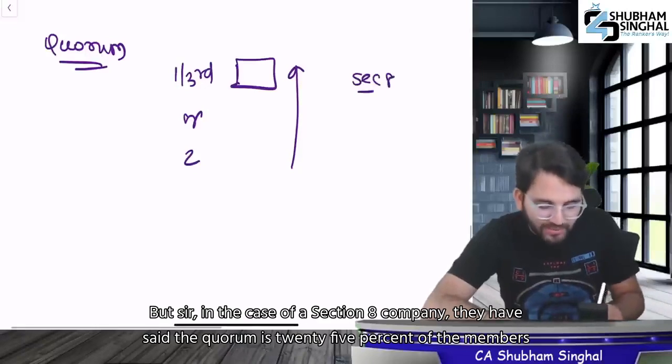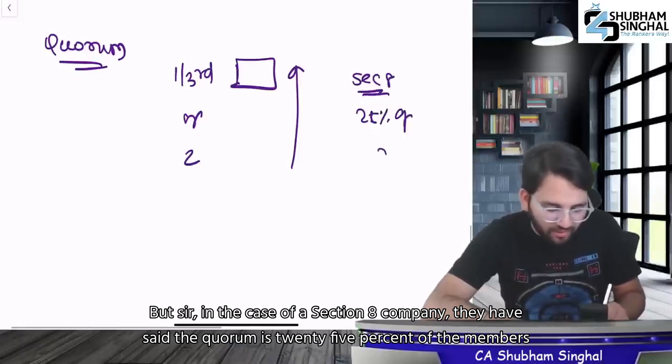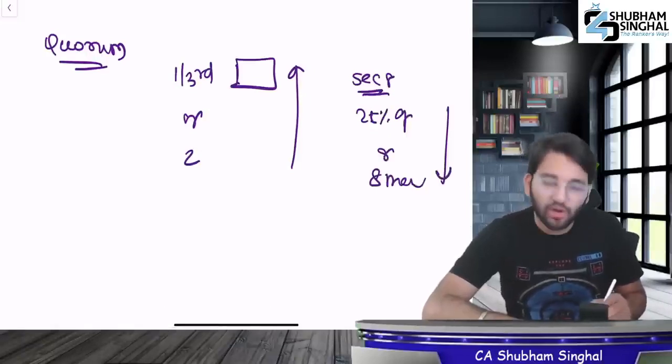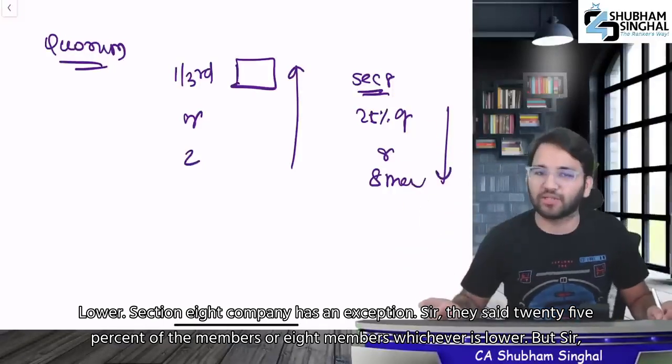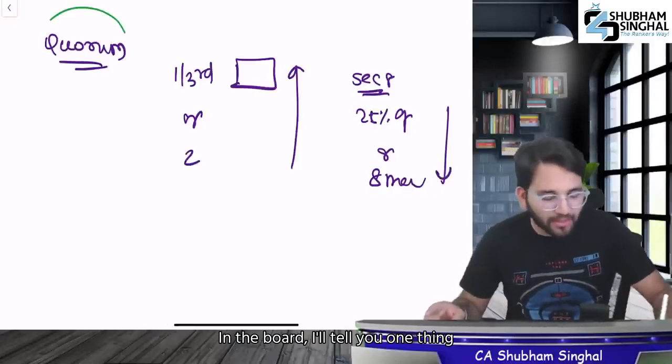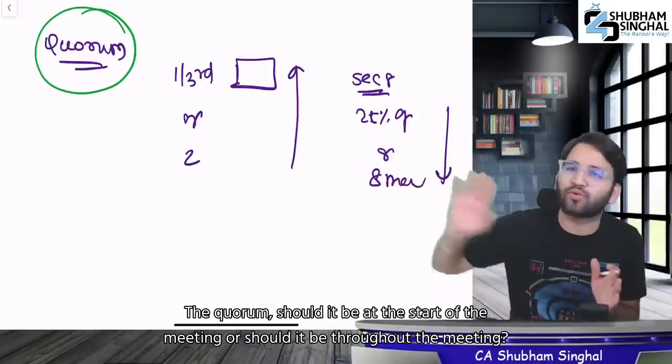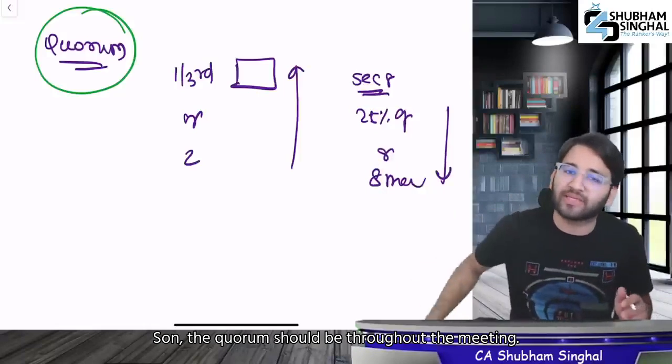But in the case of a section 8 company, the quorum is 25% of members or 8 members, whichever is lower. Section 8 company has an exception. They said 25% of the members or 8 members, whichever is lower. I will tell you one thing in quorum. Should quorum be at the start of the meeting or should it be throughout? Quorum should be throughout the meeting.